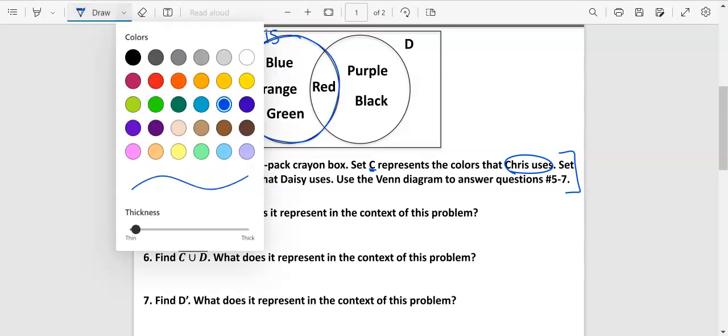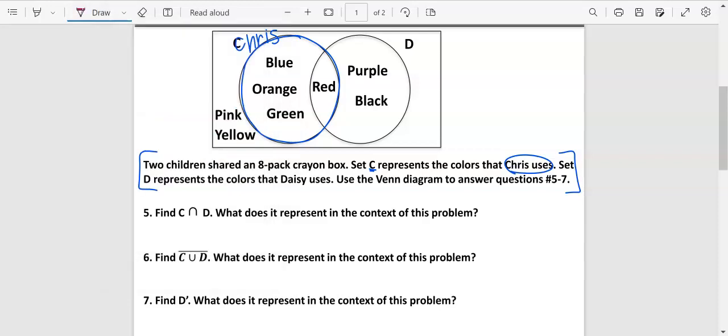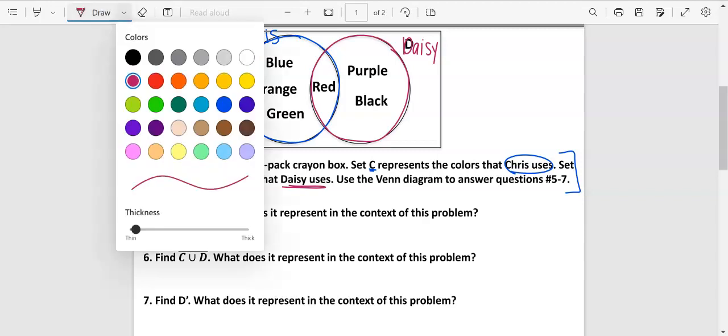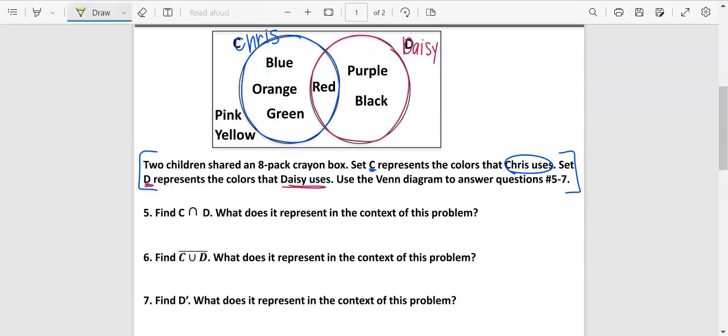And then it says that set D represents the ones that Daisy uses. What Daisy uses is in this circle over here. So I'm going to label that. It says use the Venn diagram to answer these questions. If you notice, every single one of these questions asks what it represents in the context of the problem. So I do want you to give me a brief description on what that means.